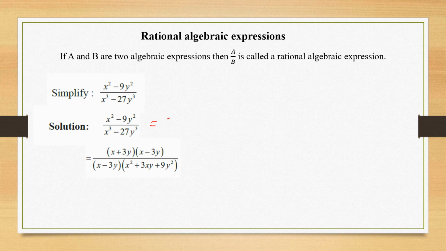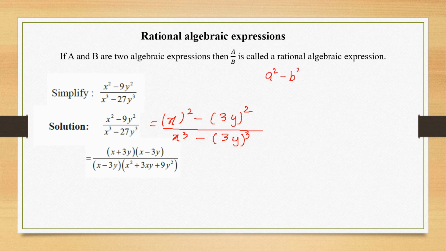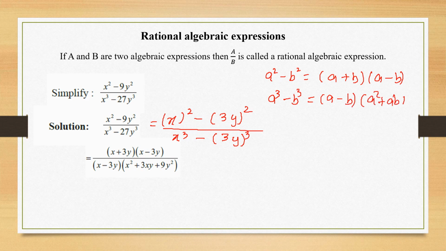We'll rewrite the numerator as (x) whole square minus (3y) whole square, and the denominator we'll rewrite as (x) cube minus (3y) whole cube, as we know 27 is a cube of 3. Now the numerator is of the form a squared minus b squared, and we know the formula is a plus b, a minus b. And the denominator is of the form a cube minus b cube, and the formula of a cube minus b cube is a minus b, a square plus ab plus b square.